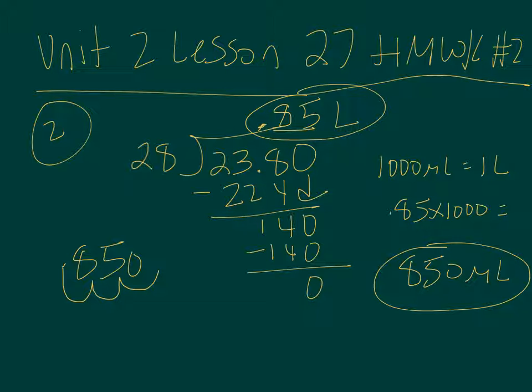So that's not only a long division problem with decimals, but it's also converting from liters to milliliters and multiplying by 1,000 and moving the decimal point the correct direction and the correct amount of places.